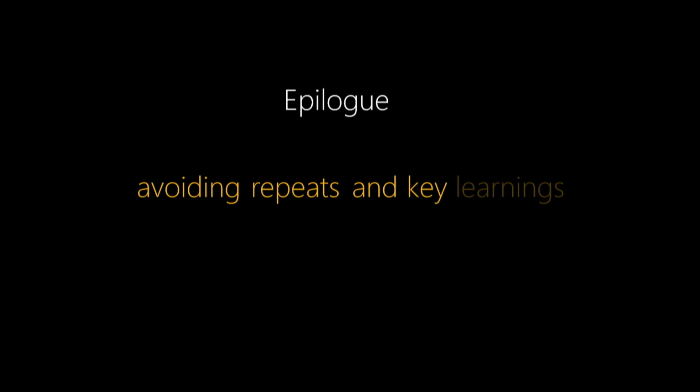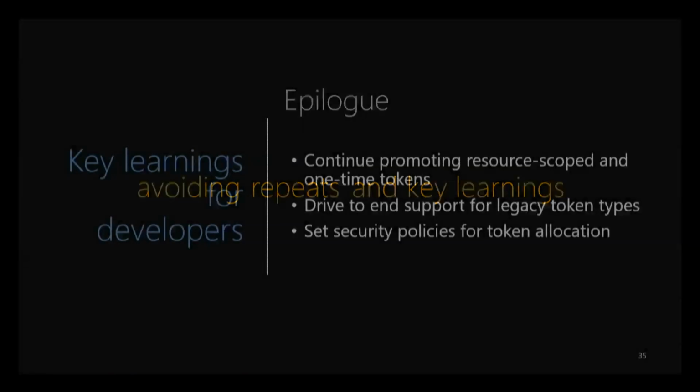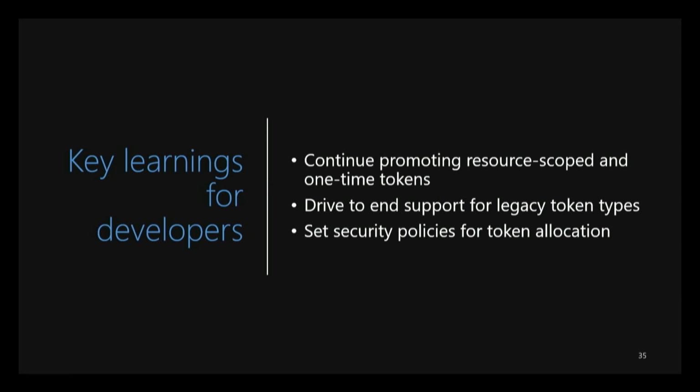So in the final part of the story, we would like to share some of the learnings that we derived from this incident, and some of which can be applied to other developers and cloud service providers as well. So from the developer's perspective, it is very important that we follow the principle of least privilege. And we can achieve this by promoting resource scoped and one-time tokens. This was the biggest learning that we derived from here, and it helps greatly in improving the security and minimizing the attack surface.